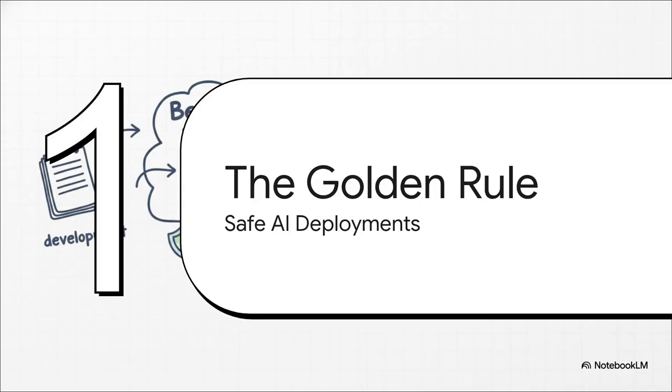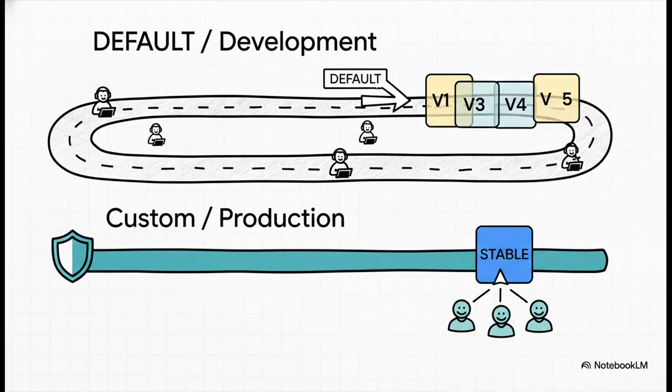We've covered a lot of ground, but if you remember just one thing from this entire explainer, I want it to be what's on this next slide. I mean it. This is the absolute core principle for doing safe AI deployments. This is it. This is the golden rule. Use that fast-moving, always updating default endpoint for all your internal development and testing. But for your customers, for your live production traffic, you always use a stable, custom endpoint that you update manually and deliberately. Trust me, this one rule will save you from so many headaches.